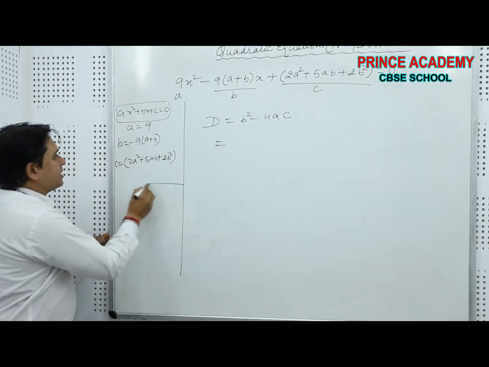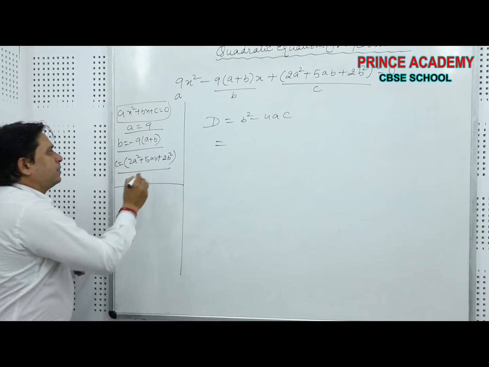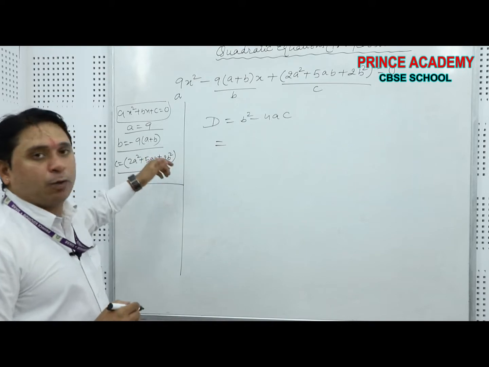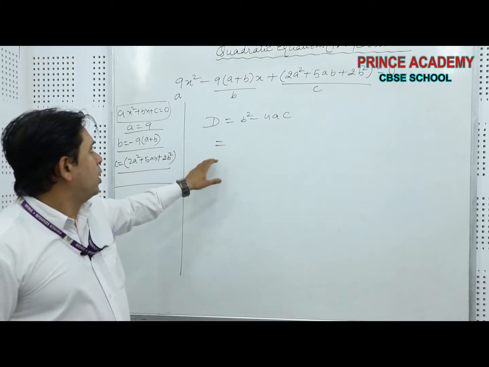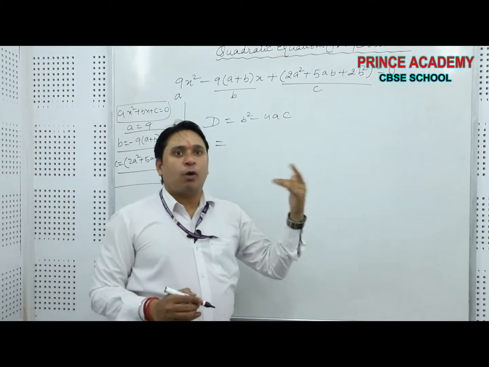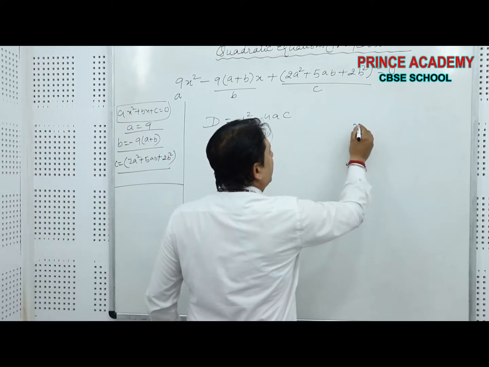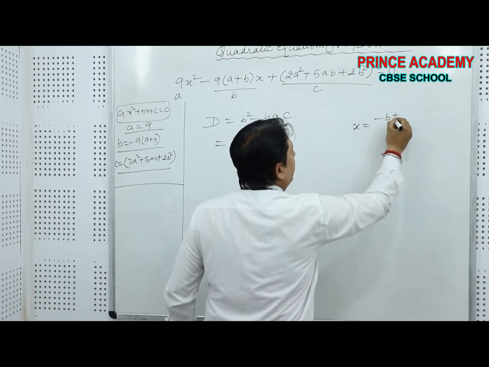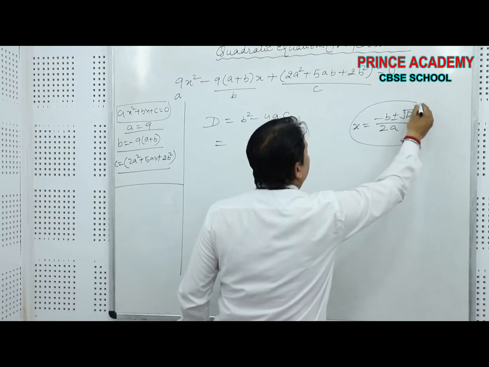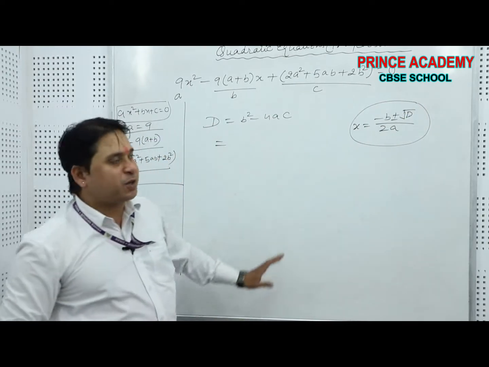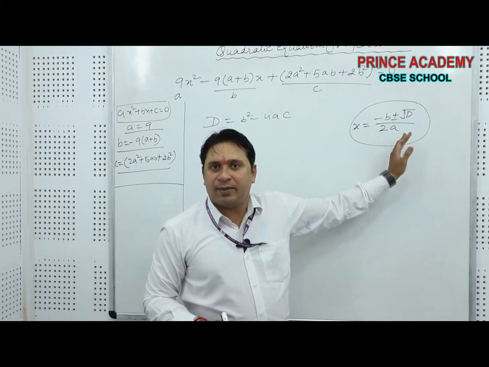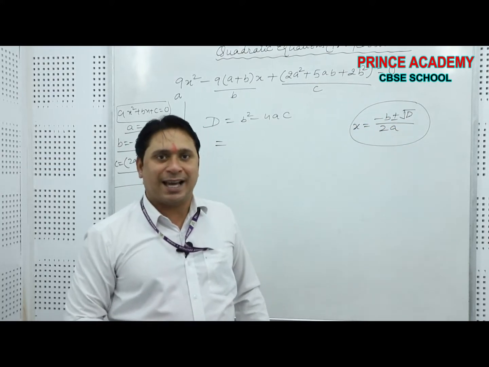Okay, these are the coefficients of the equation. Okay, now put these values here to find the D. See, beta, what is the quadratic formula? If you remember, x is equal to minus b plus minus root d by 2a, and d is b square minus 4ac. That's why we are finding d first and then we will put the value of d in the formula and we will find the desirable result.